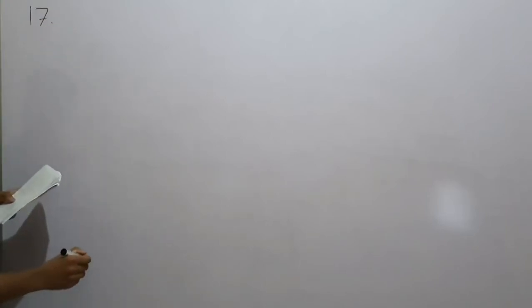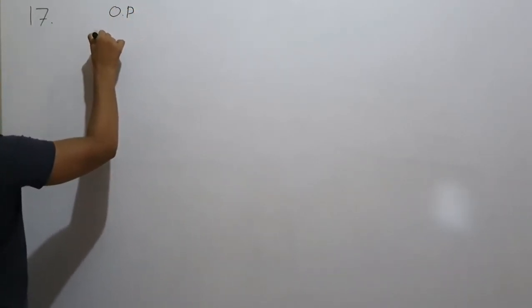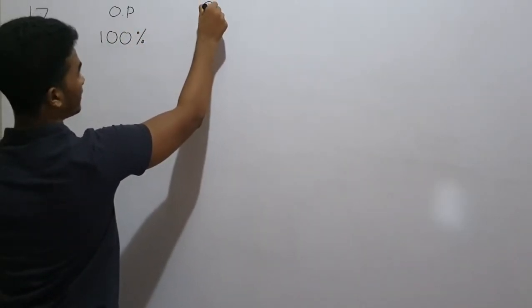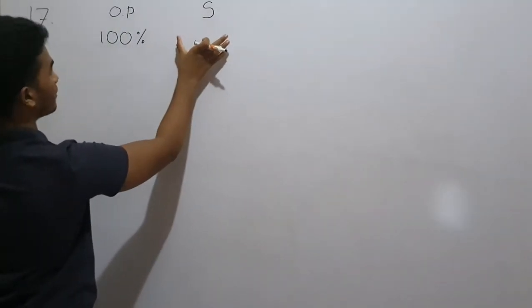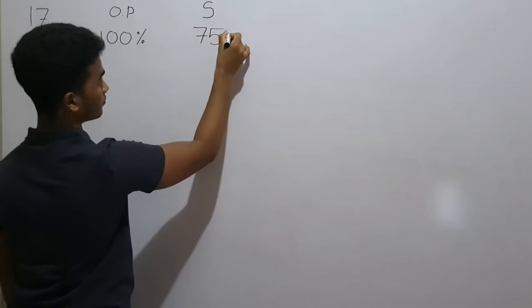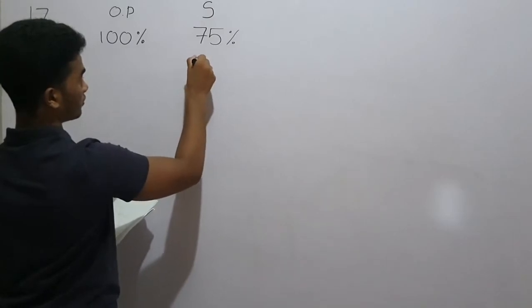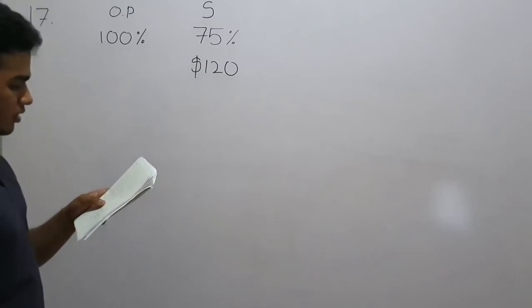So the 17th question. In a sale, the price of a coat is reduced by 25%. So original price, we'll take it as 100%. Now in the sale, it is being reduced by 25%. So what is the percentage price? It is 100 minus 25 is 75%. And they have given the sale price as $120. And it is asking to calculate the price before the sale.